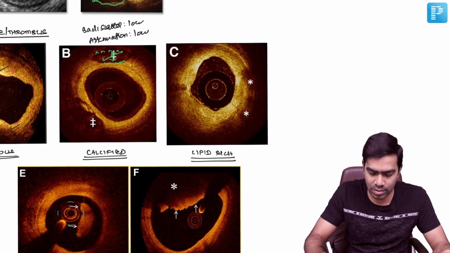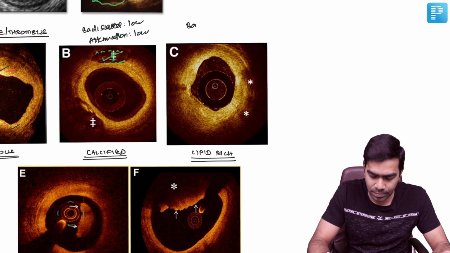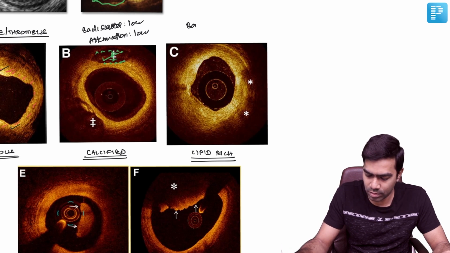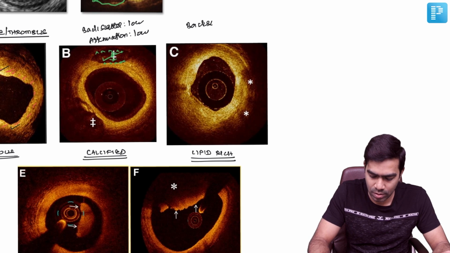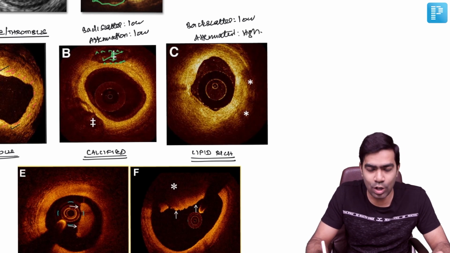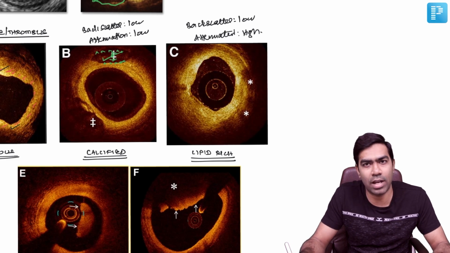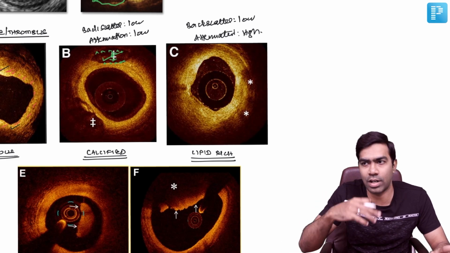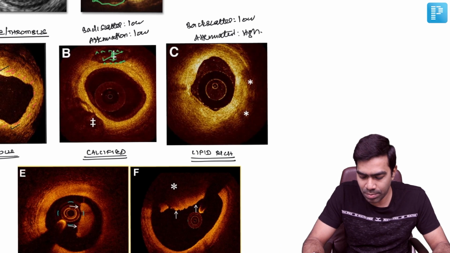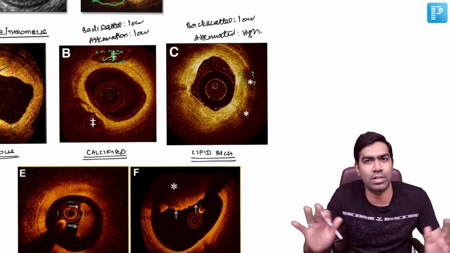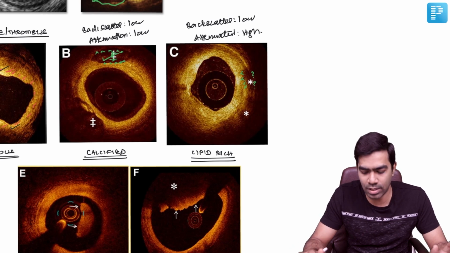And in lipid rich plaques, backscatter will be low, but the attenuation will be very high. Attenuation will be very high, which means you cannot see the edge basically. It's like calcium in IVUS. What happens? They produce shadows and you cannot see the distal edge. So this is a lipid rich plaque. You can see the proximal edge, but the distal edge is unknown because the attenuation is very high. You're not able to see the distal edge.